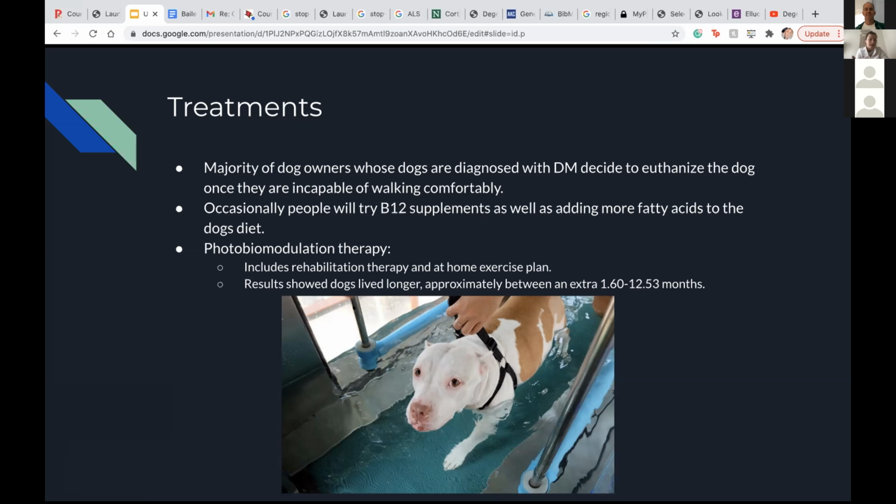And like I said, there's really nothing you can do about degenerative myelopathy. It is a harsh disease, and it's not extremely common, but it is more common in certain breeds. And that's that.